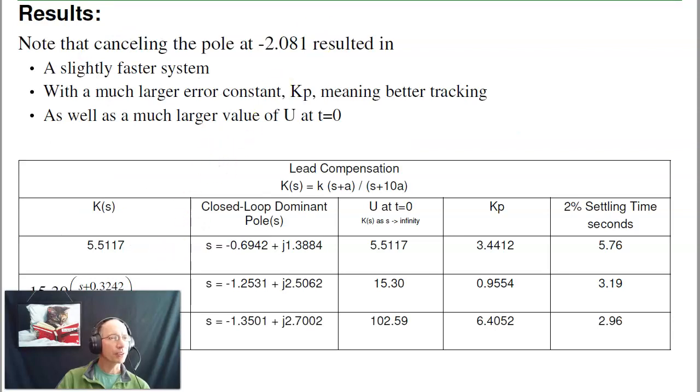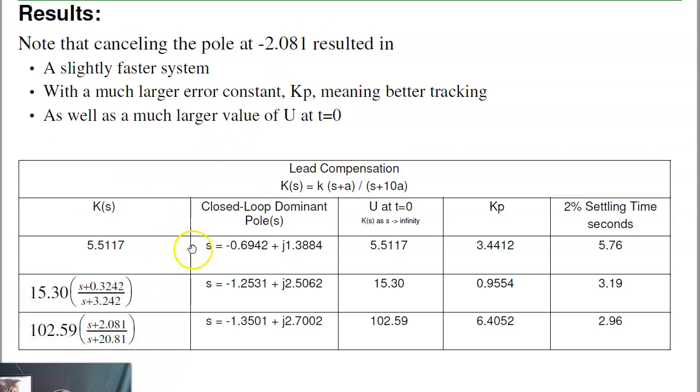So the results, if I just have a gain compensator, I've got Kp is 3.4, 5-second settling time. Cancel the slowest pole. Kp just got a lot worse, so that's the wrong one to do. Cancel the next slowest pole. I've got a better Kp, better tracking, and better speed. Basically the best of all worlds. That's what a lead compensator does for you.